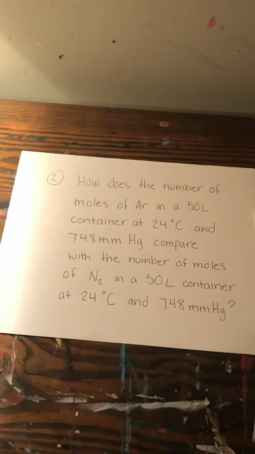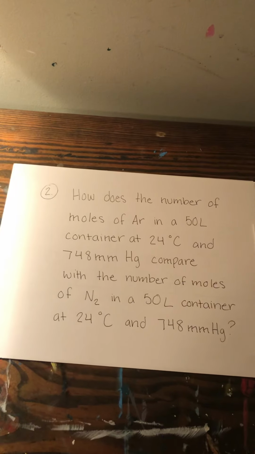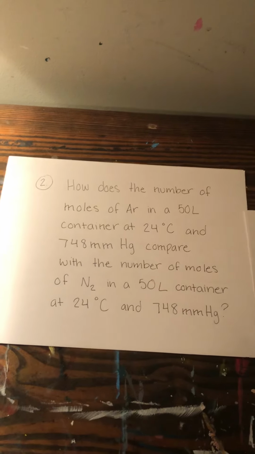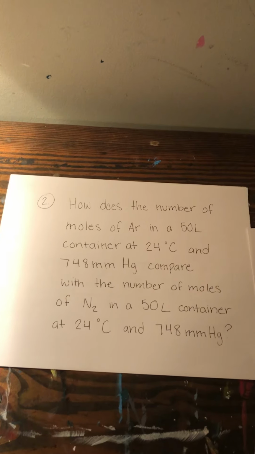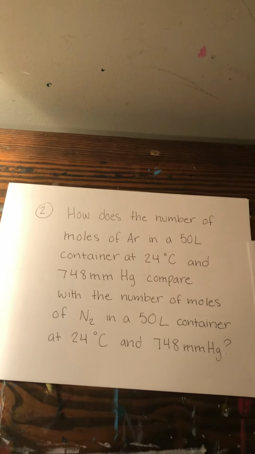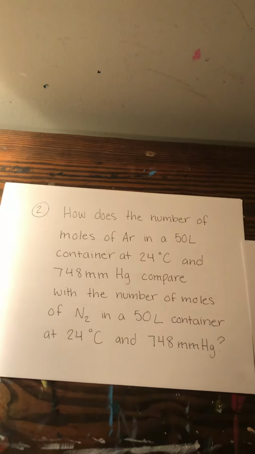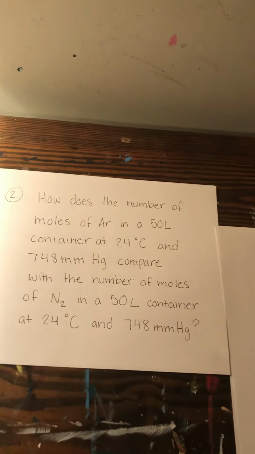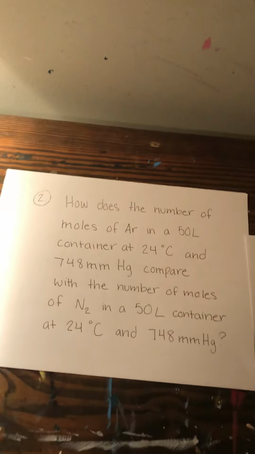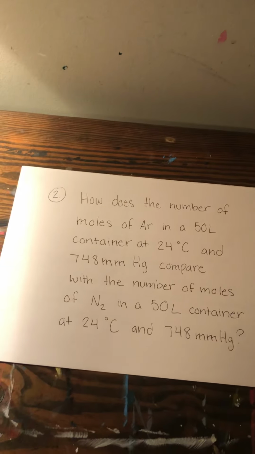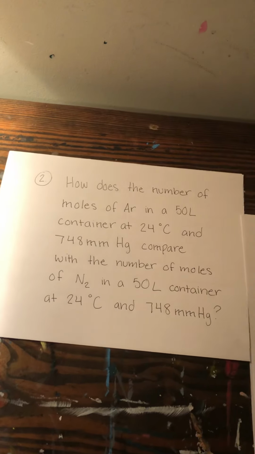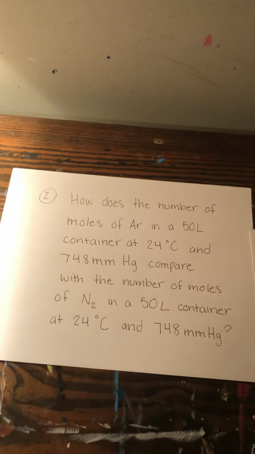So this problem uses the ideal gas law as well and can be written as 748 millimeters of mercury times 50 liters over the product of 297 Kelvin, which is the converted 24 Celsius, times 62.36 units of the universal gas constant, and the mole value represented by the variable N.